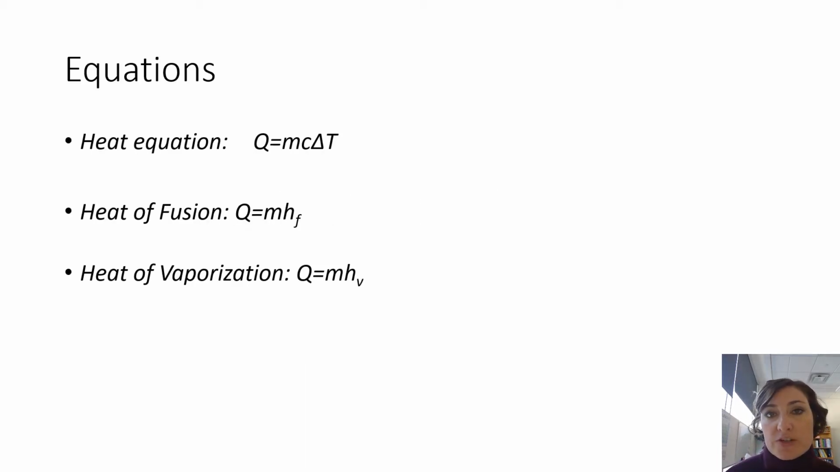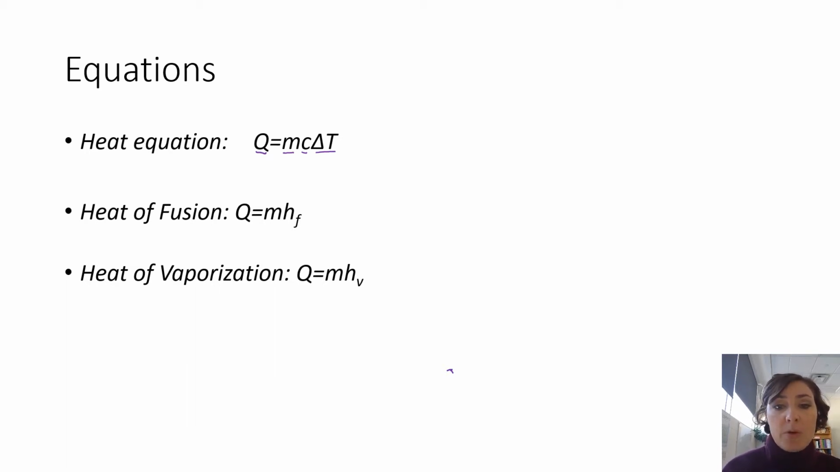Just to refresh on the equations that we're going to be using, our heat equation is Q is equal to mc delta T, where Q is your energy, and we can measure this in calories or we can measure this in joules. M is your mass of your substance, C is your specific heat, and delta T is going to be your change in temperature.